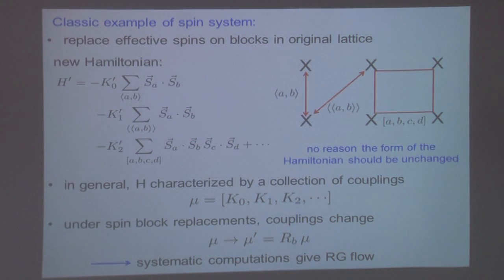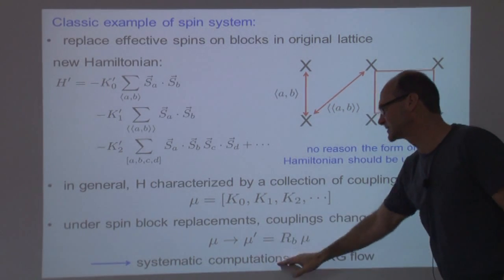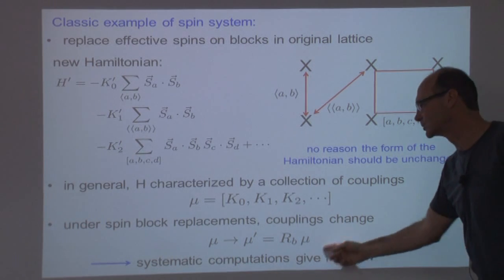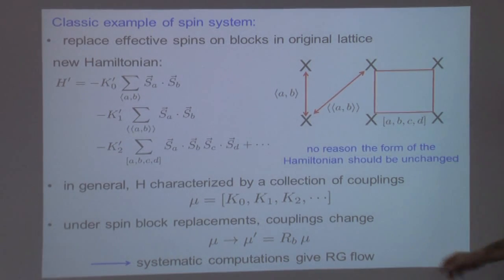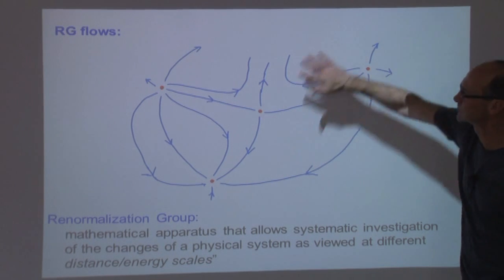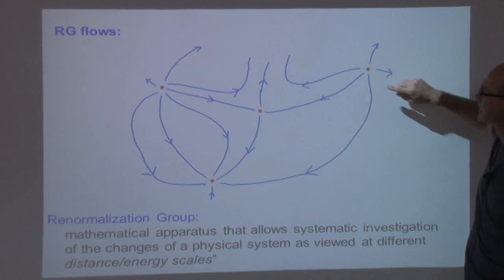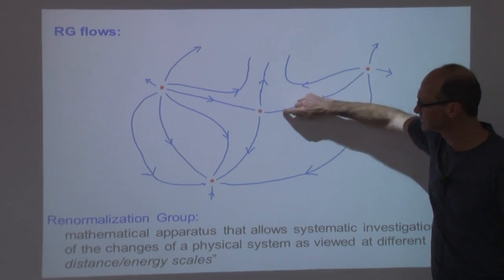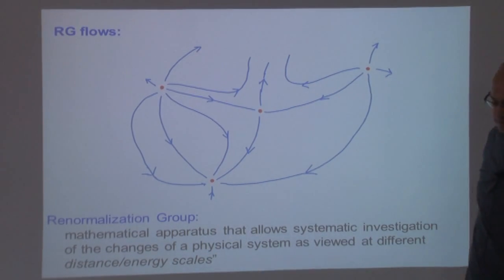And can I just finish my paragraph? So doing that in a systematic way is basically what the renormalization group is all about. And we get these pictures. This is supposed to be the space of couplings. And as I do my decimations, I'm moving around in that coupling space.